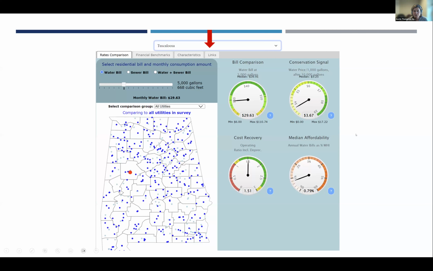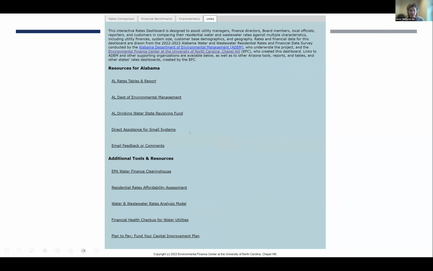And then the last component of the dashboard is this links tab. And this links tab is really going to be a huge resource if you're ever looking for Alabama specific resources, or just resources that the EFC provides that tend to be very popular amongst utilities. So you can see at the top, we've got a link for our rates table and report, an ADEM link, a link to the Drinking Water State Revolving Fund, a link for requesting direct assistance for small systems.